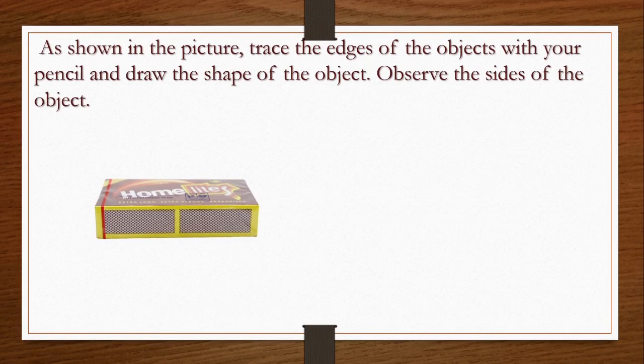Here, as shown in the picture, trace the edges of the objects with your pencil and draw the shape of the object. Observe the sides of the object. See, this is our object. What is this? This is a matchbox, right? What we have to do here? We have to trace the edges of the matchbox with our pencil, and we have to draw the shape of this object. We will do that one.